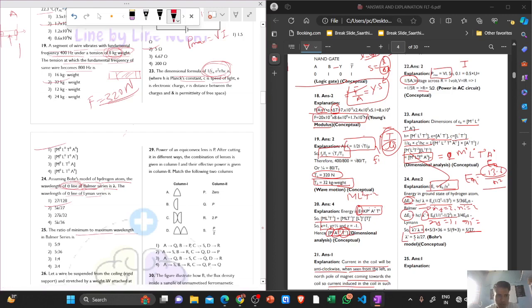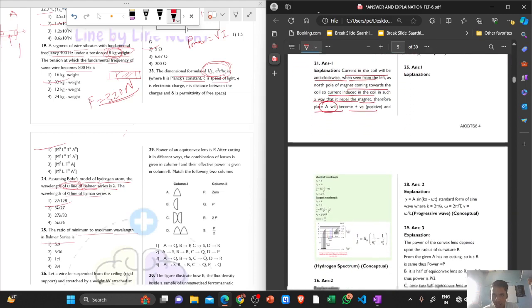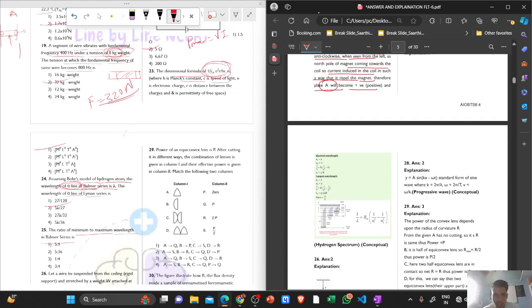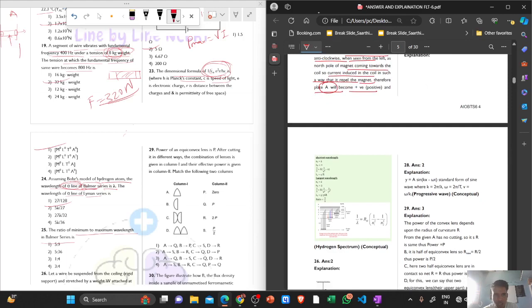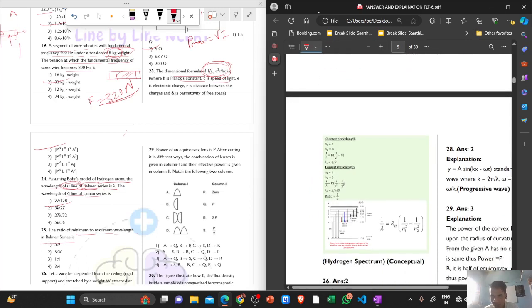The ratio of the minimum to the maximum wavelength in the Balmer series. Again, this is a question of the Balmer series. It is asking about the ratio of the shortest to the longest. Shortest wavelength means maximum energy, and maximum energy comes from the transition from infinity. So n1 is infinity and the final is 2. So you get the value of lambda 1.